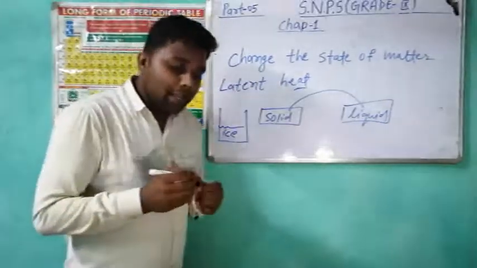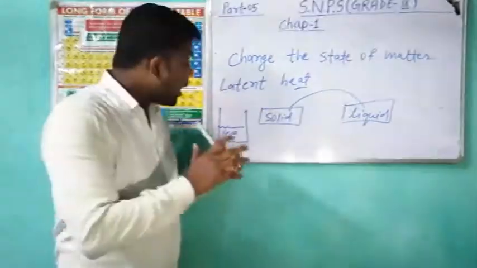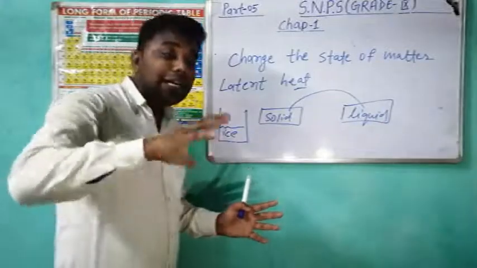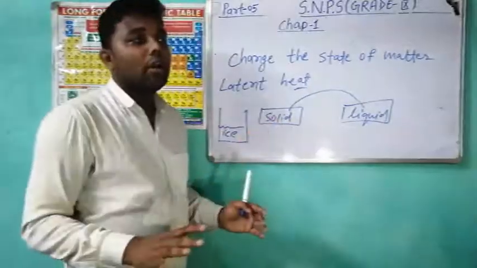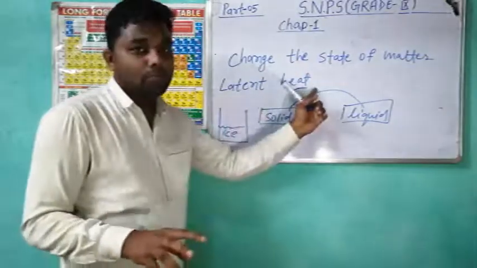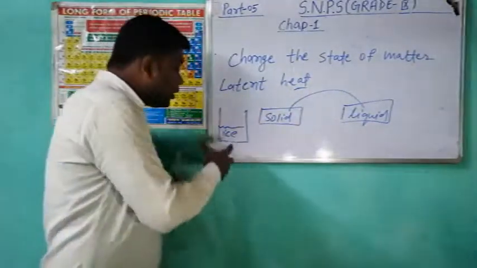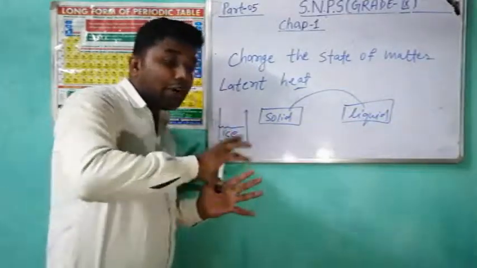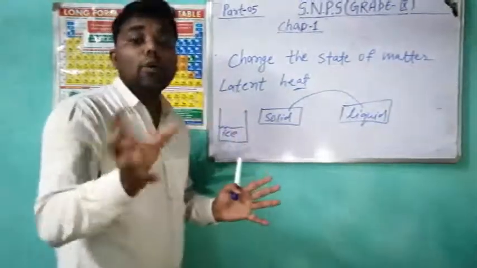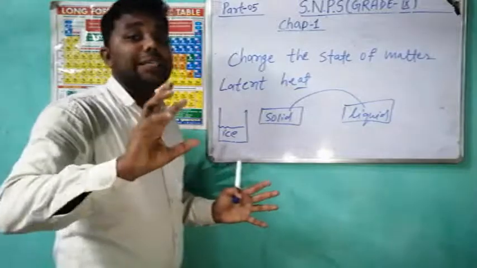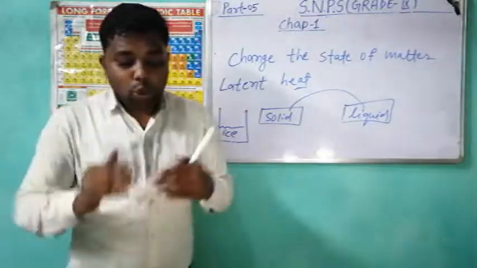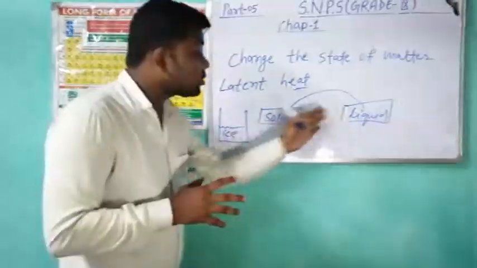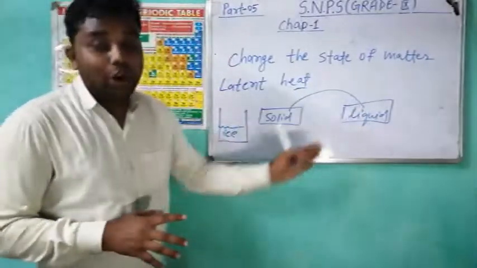Okay, so why is it so? Why does the temperature of this ice not rise until it is converted into liquid? Due to the latent heat. The heat which we give to this ice is used up in converting the ice into water. This is called latent heat. What is latent heat? The heat energy which has to be supplied to change the state of a substance. That is called latent heat.